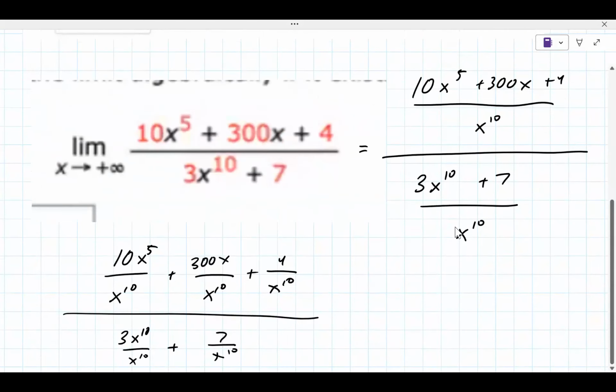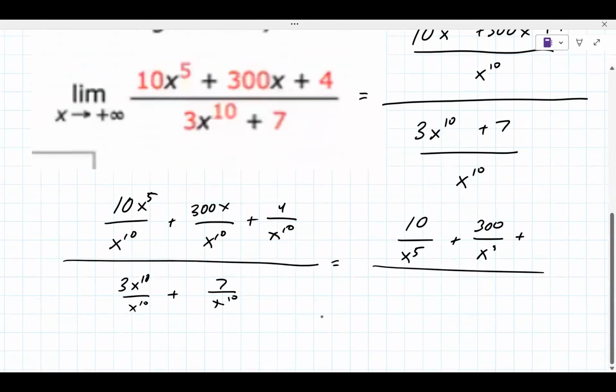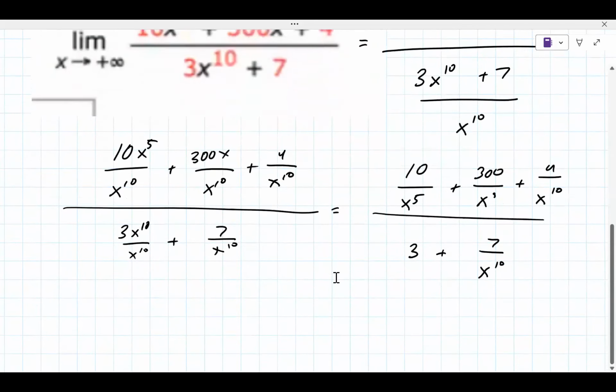Division is sharing. It's not a choice. You have to share with everyone. All right, so this becomes 10 over x to the fifth plus 300 over x to the ninth plus 4 over x to the 10th, over 3 plus 7 over x to the 10. So if you're wondering where those numbers are coming from, it's the property that x to the n over x to the m equals x to the n minus m, like that.